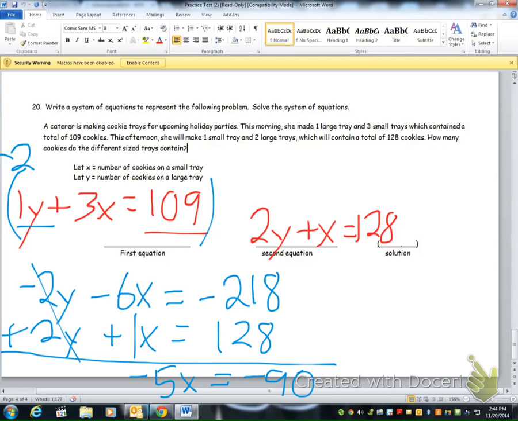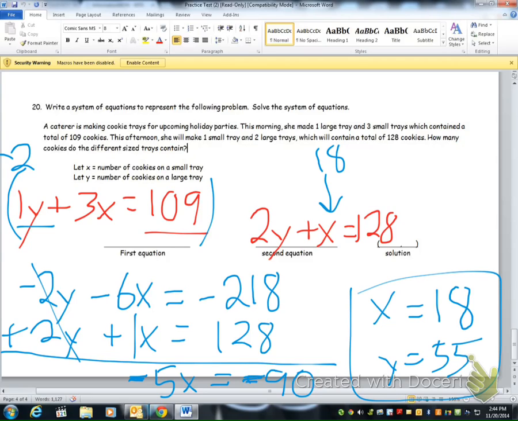Alright, negative 90. And then we'd have to divide through by negative 5 on both sides, which gives us x equals 18. So if x equals 18, we can plug that into this equation here. So I get 2y plus 18 equals 128. So 2y would equal 110. So y would equal 55 if I solve that through. So there's our solution. The small tray holds 18 cookies. The large tray holds 55.